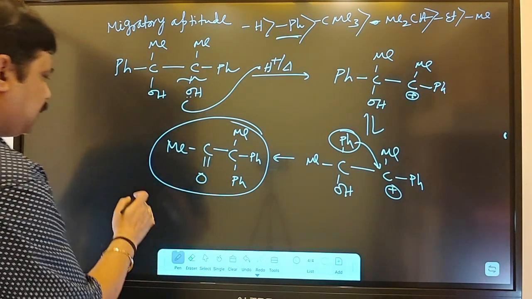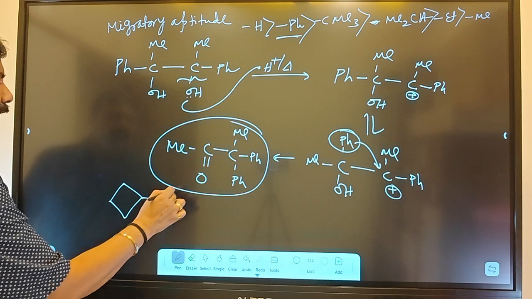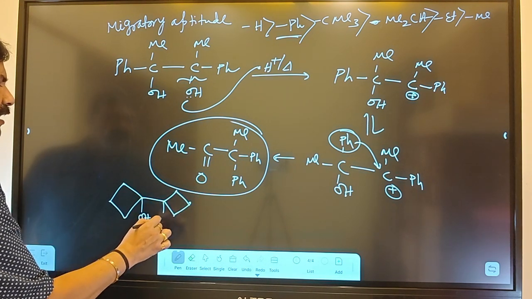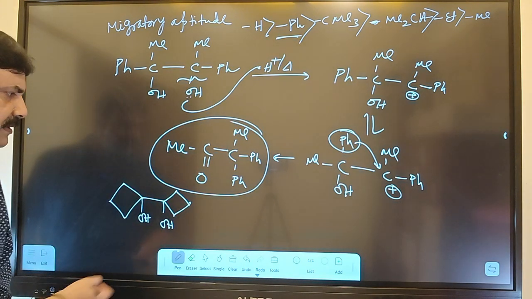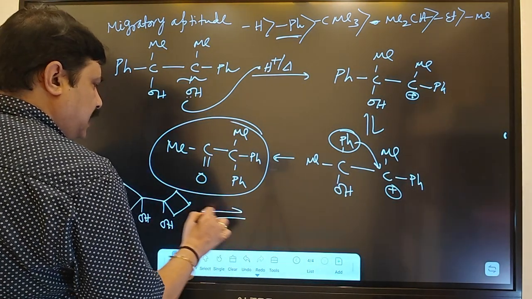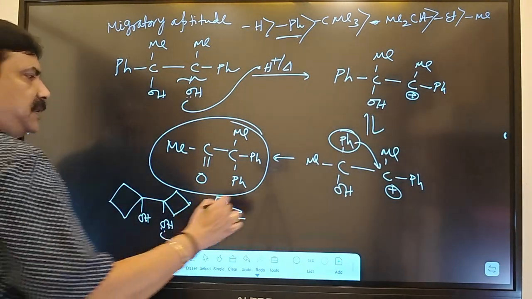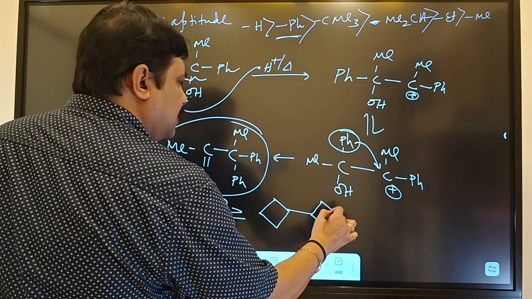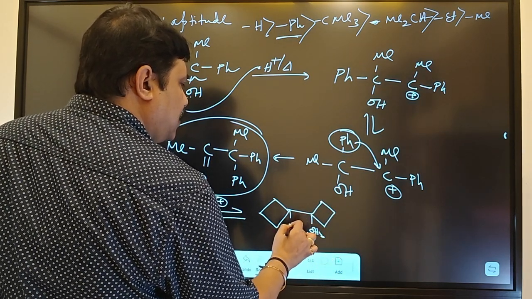If you have another example, suppose I have a situation like this, where both have OH. Very nice example. Protonation occurs at any one equivalent position. Then what will happen? With protonation at any one position, immediately you will get this situation. So you will get OH2 here and your OH here.